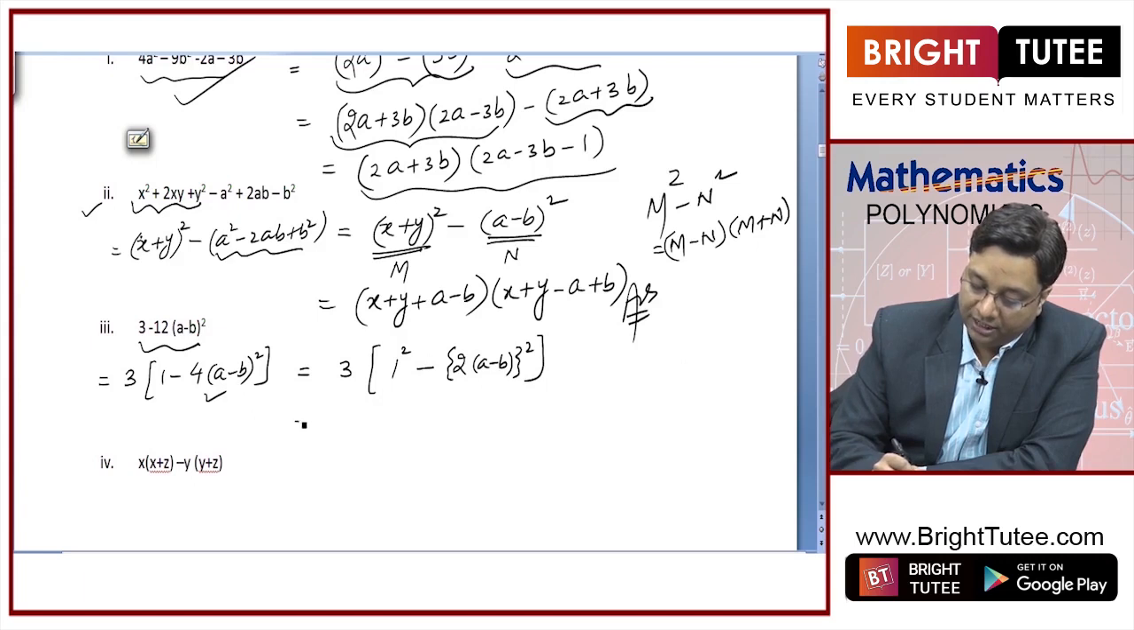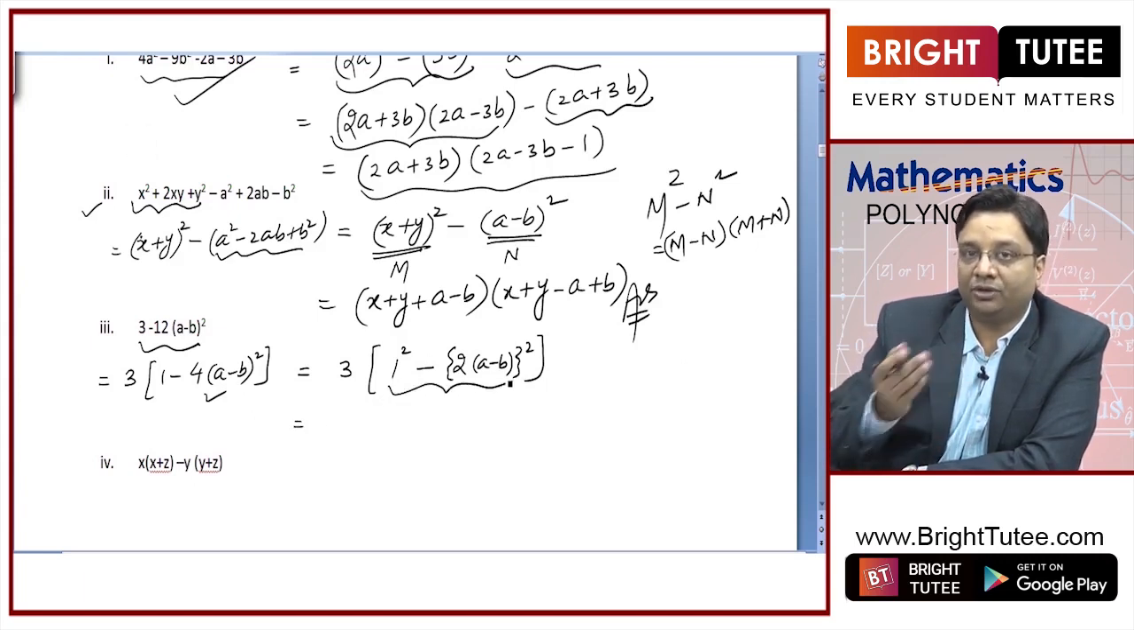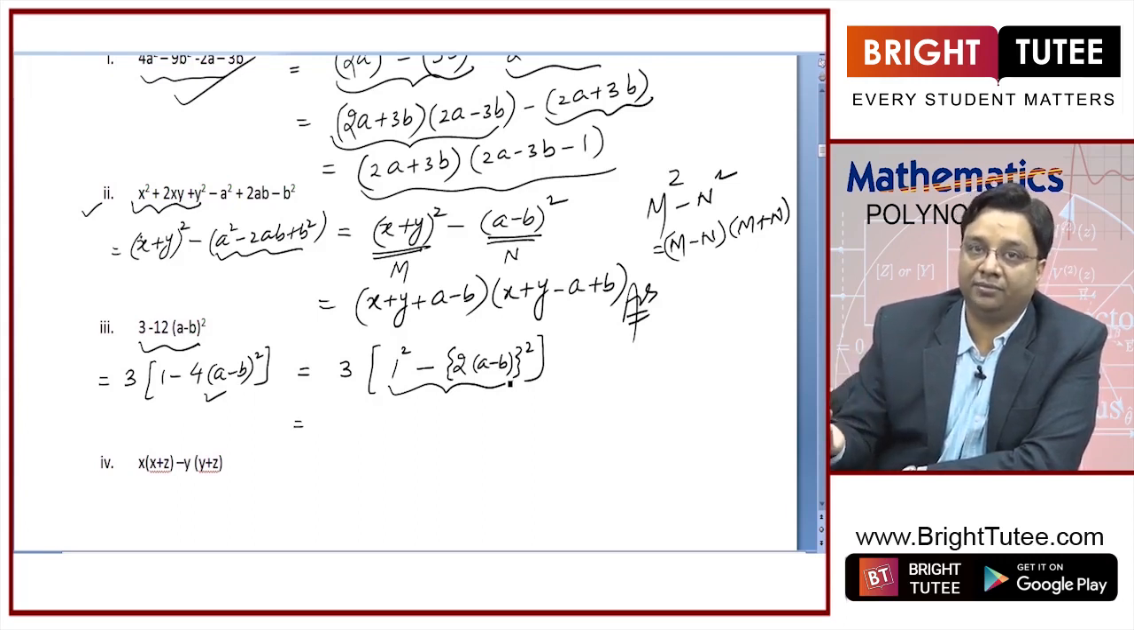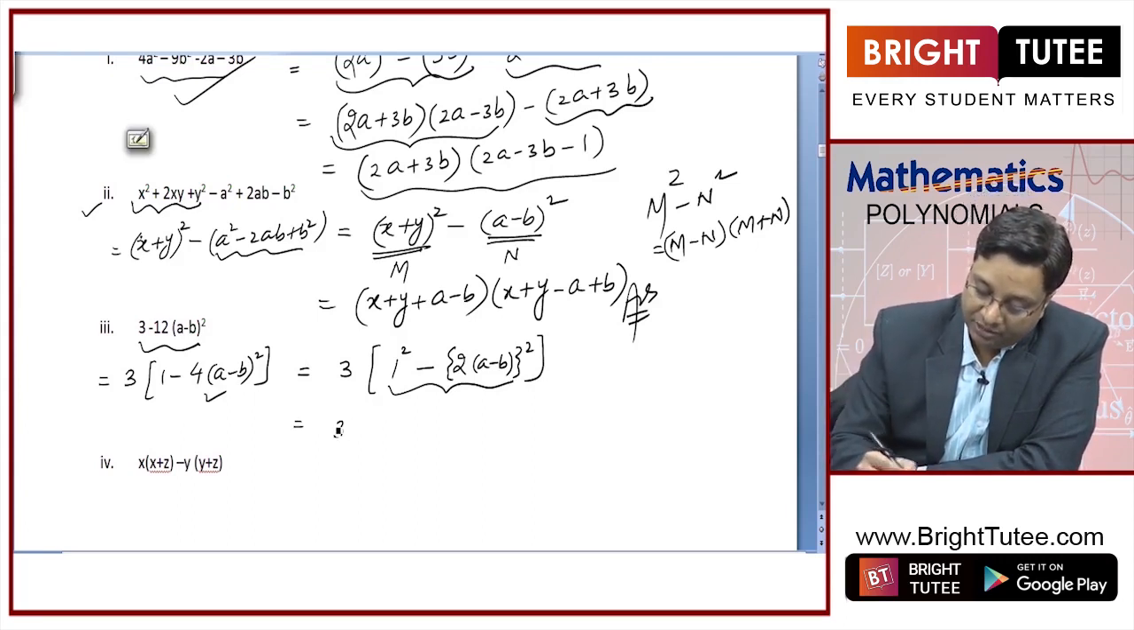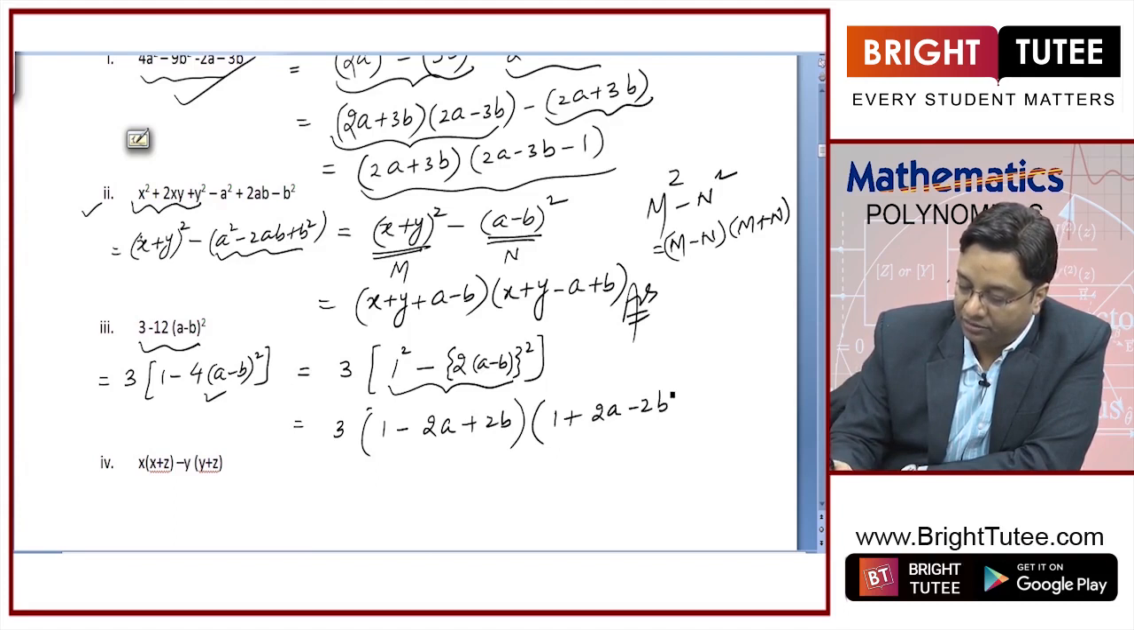Alright, so again in this bracket I have got an expression of the form m square minus n square. So I will write it equal to (m minus n) into (m plus n). So 3 into (1 minus 2a plus 2b), right? And in the second part I will add it, (1 plus 2a minus 2b).